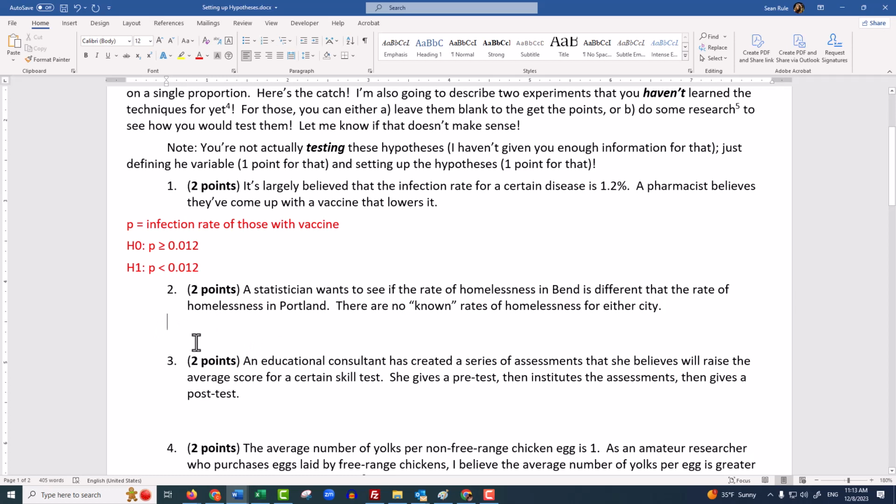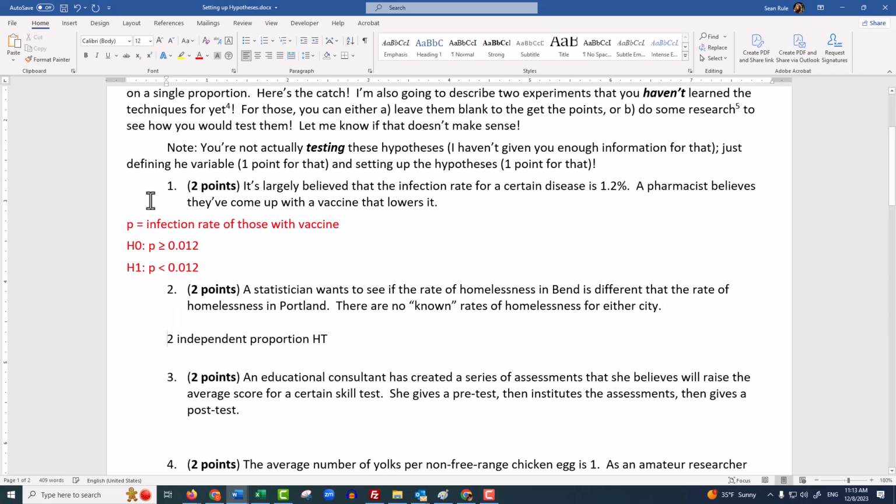If you wanted extra credit, it's called a 2 independent proportion hypothesis test, because up in number 1 you had 1 proportion and you had a known value to compare it against, the 1.2%. Here you've got 2 different proportions, neither of which you know, but you're trying to show that they are either equal or not equal to each other. And again, this is something that if Math 244 ever gets turned into Stat 244Z, we will analyze there.